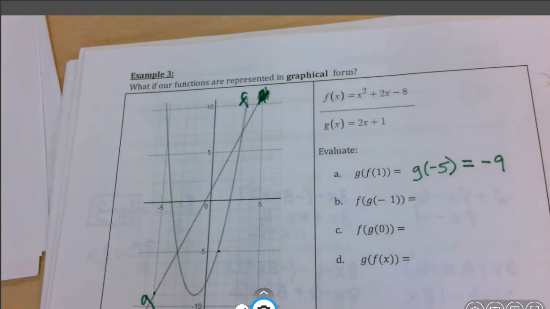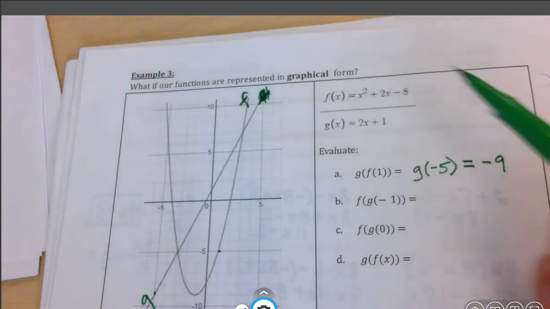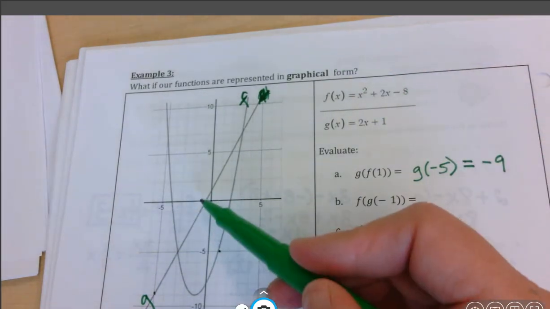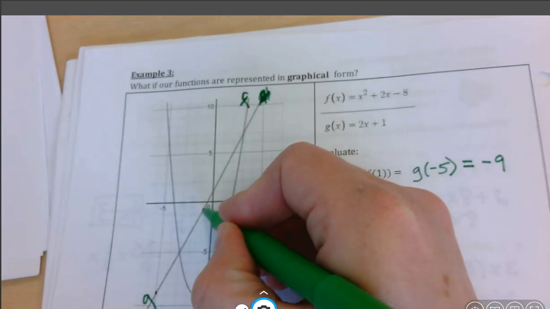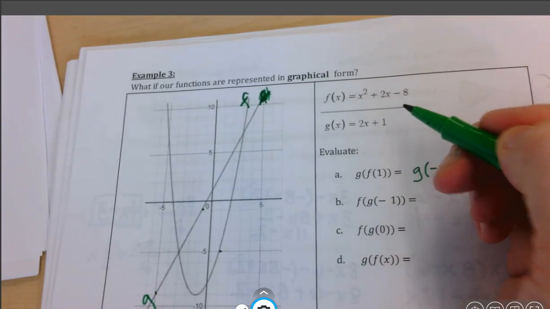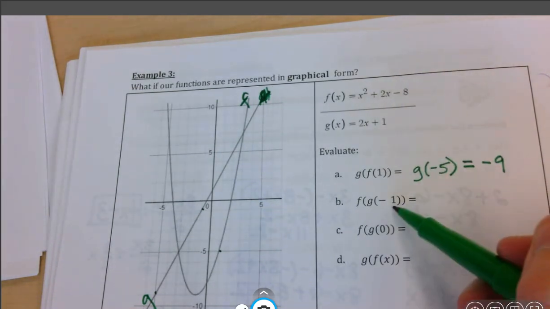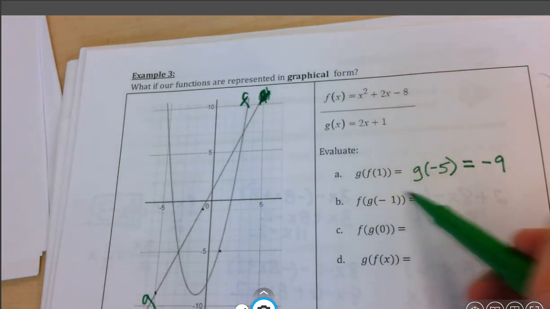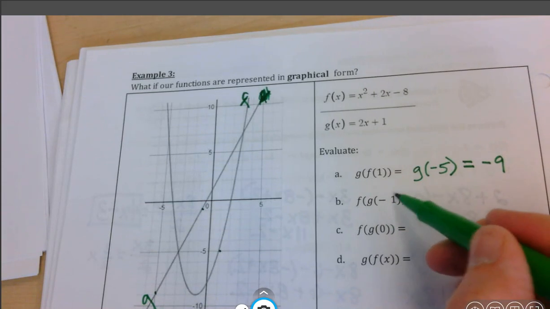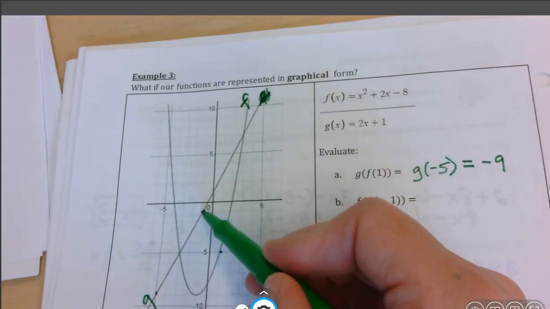All right, let's do the next one. We put -1 into g. So when I put -1 into g, I think I end up right here. Does that look like I get out -1? Yeah? Right here? So I'm doing a new problem. So when I put -1 into g, I go over to x is -1 and I get y is -1.